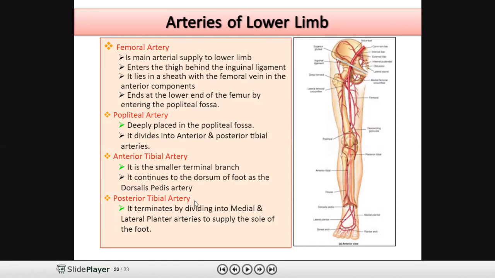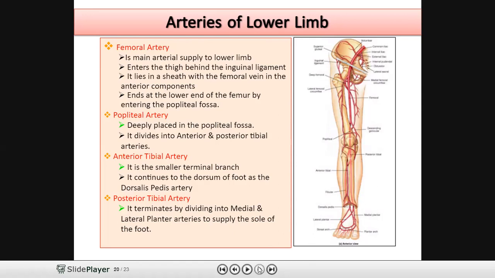Then we have the posterior tibial artery. The posterior tibial artery is this one here. It terminates by dividing into medial and lateral plantar arteries to supply the sole of the foot. So this one comes here and forms the lateral plantar artery and medial plantar artery. These lateral and medial plantar arteries form a plantar arch, just like we had the superficial palmar arch and the deep palmar arch in the upper limb. Here we have the dorsal arch and the plantar arch, with the plantar arteries being branches of the posterior tibial artery, while the dorsalis pedis artery comes from the anterior tibial artery.